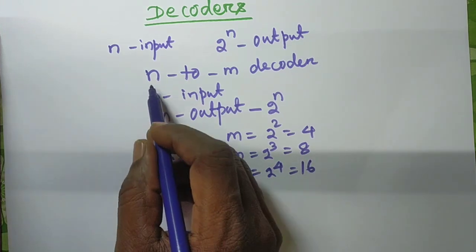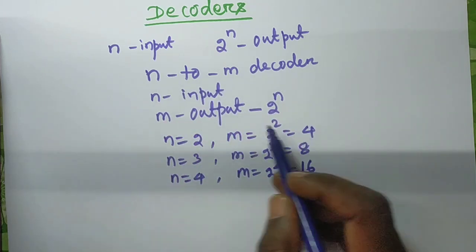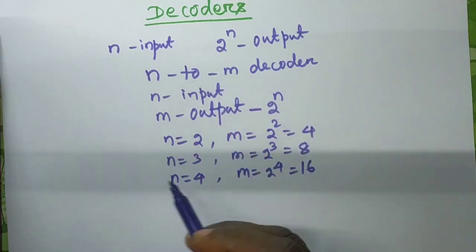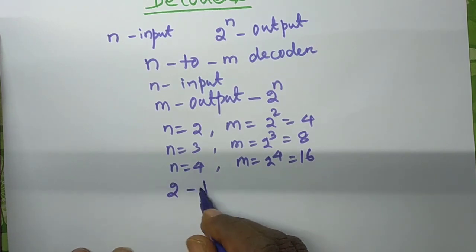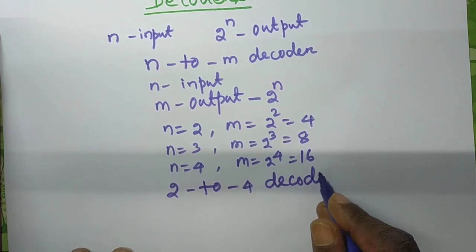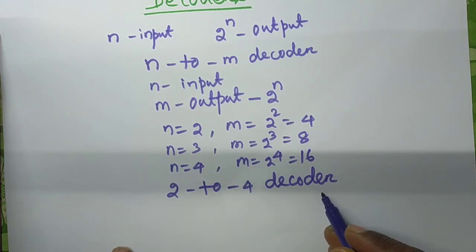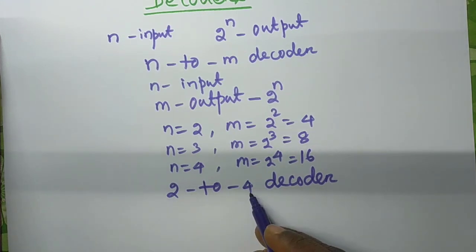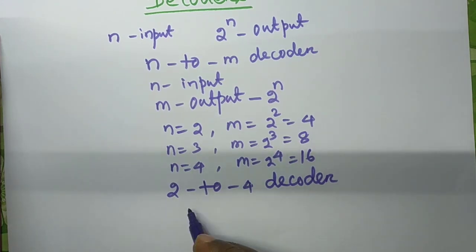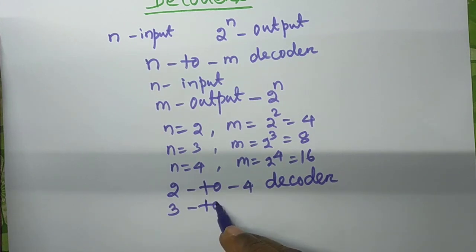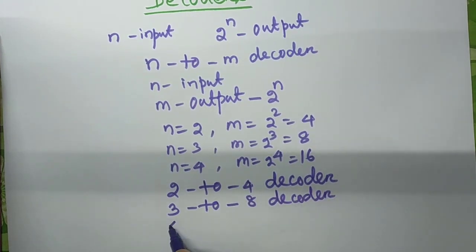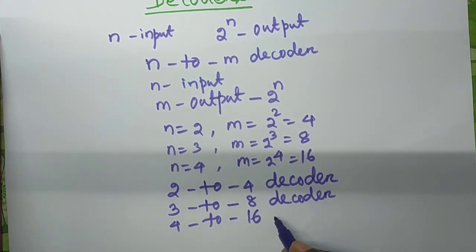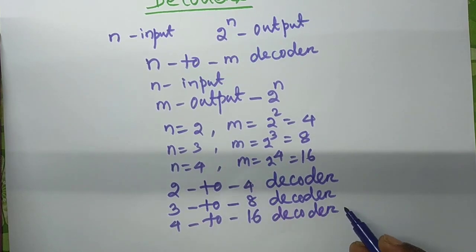Here, the basic concept we defined is the n to m decoder, where n is the input and m is the output. For example, we can call it a 2 to 4 decoder, which means 2 inputs and 4 outputs. Similarly, if we consider 3 inputs, it is a 3 to 8 decoder. Similarly, a 4 to 16 decoder. So we can call different names whenever we consider different inputs.